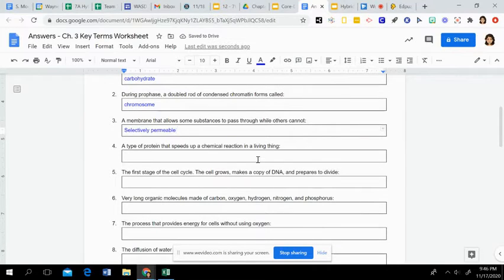4, a type of protein that speeds up a chemical reaction in a living thing is an enzyme. 5, the first stage of the cell cycle. This is where the cell grows. It's going to make a copy of the DNA and then it's going to prepare to divide as it works through other stages. This is considered interphase. 6, the very long organic molecules made of carbon, oxygen, hydrogen, nitrogen, and phosphorus are considered nucleic acids.